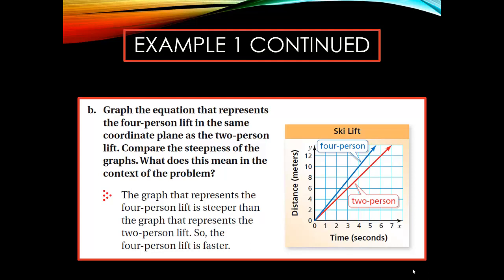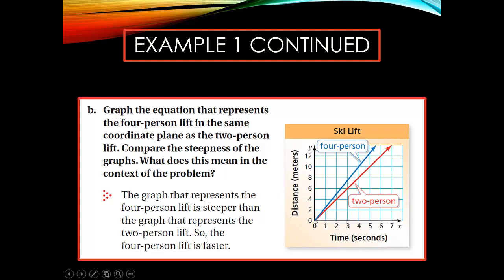So for our 2-person lift, we had our slope of 2. We had y equals 2x. So if we start down here at 0, we would go up 2 and over 1. Up 2 over 1, up 2 over 1, and you can see that the red line is the graph y equals 2x. The 4-person lift was y equals 2 5/10 x.